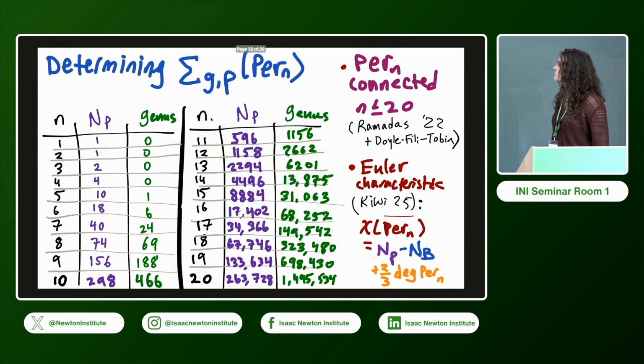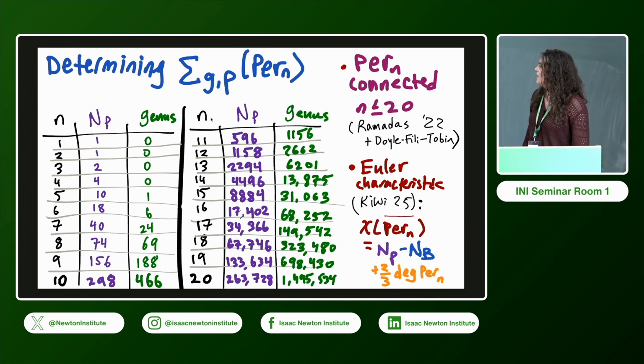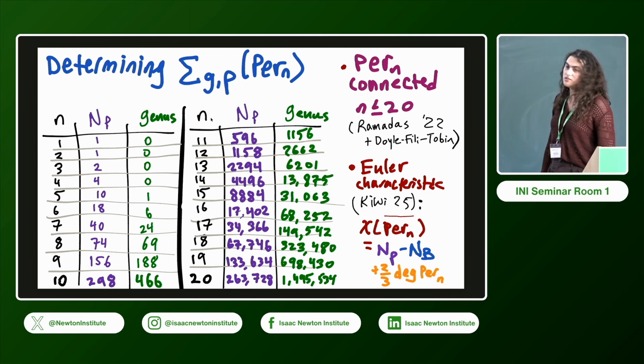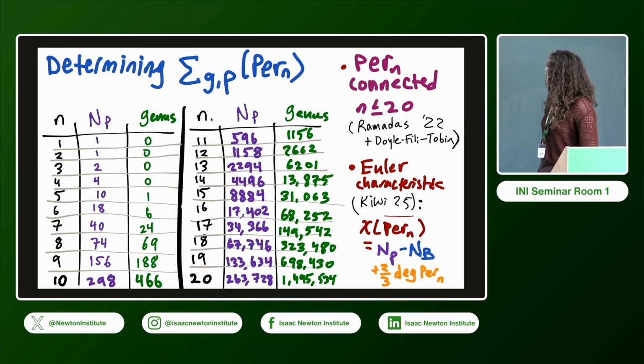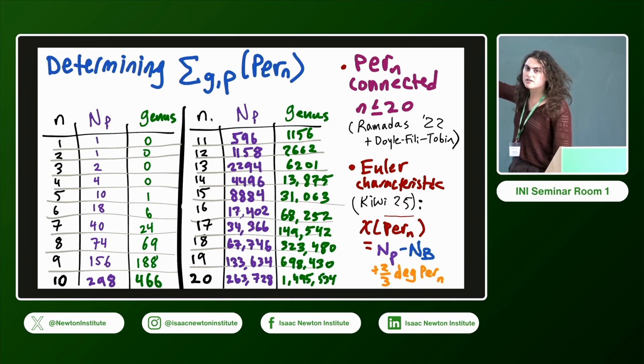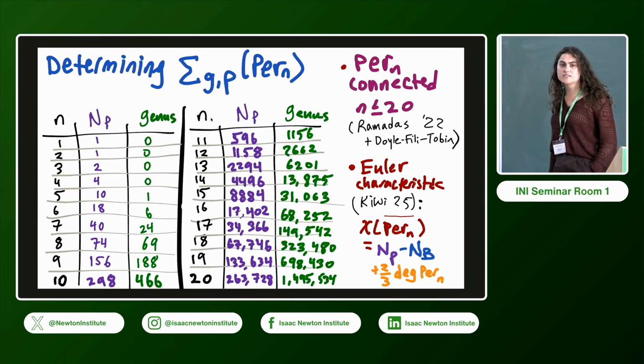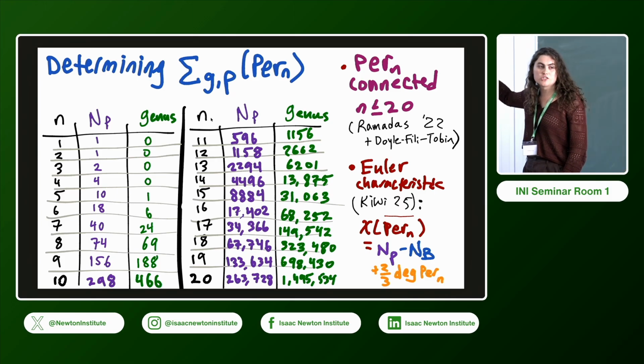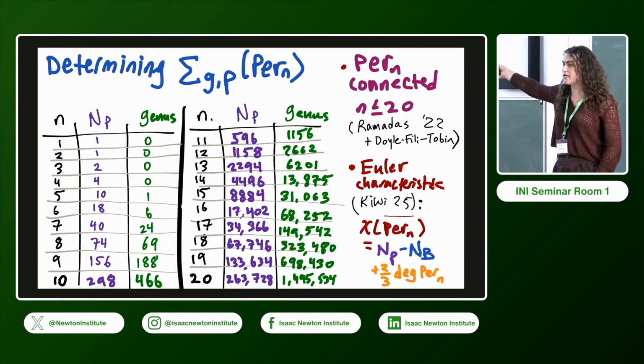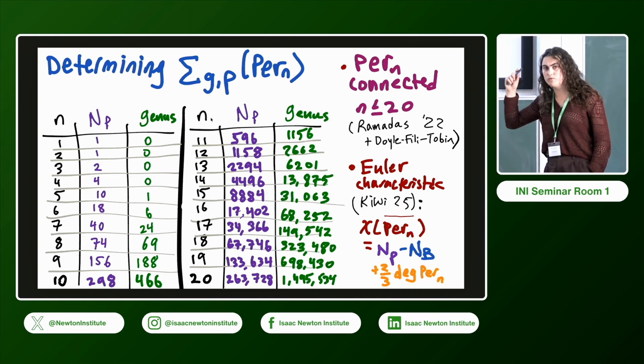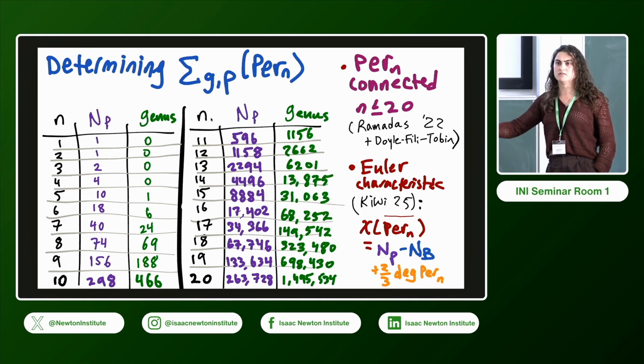And we did this, and this is all up to n equals 20, which is the Per(n) that is the largest known to be connected right now. And in particular, Jan Kiwi also computed the Euler characteristic. So from just doing the number of punctures, now we know the actual genus. So we've actually pinned down which exact Riemann surface it is.